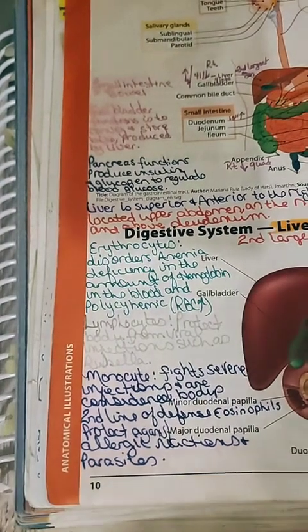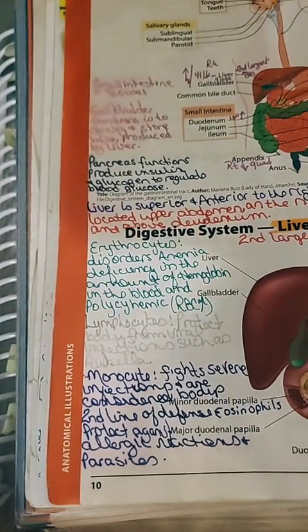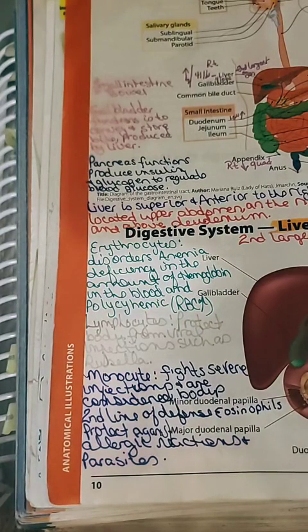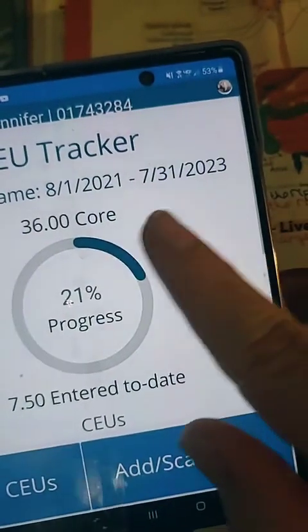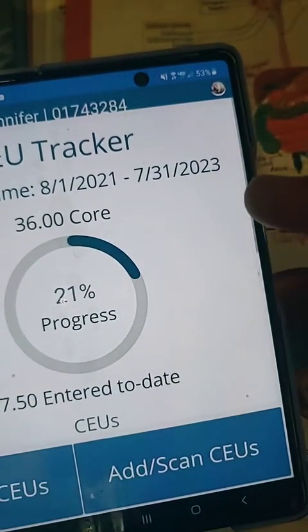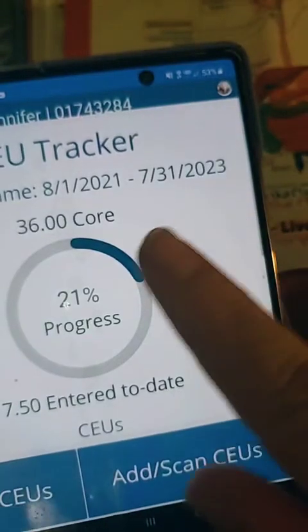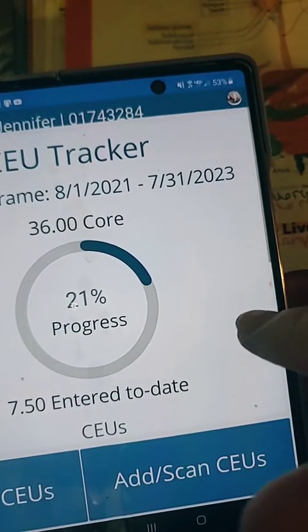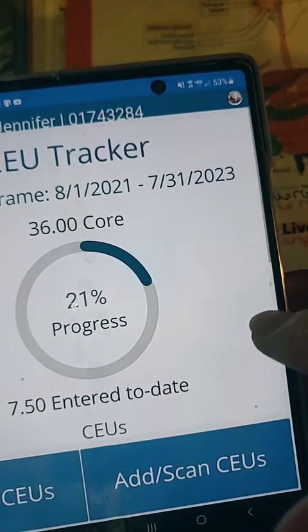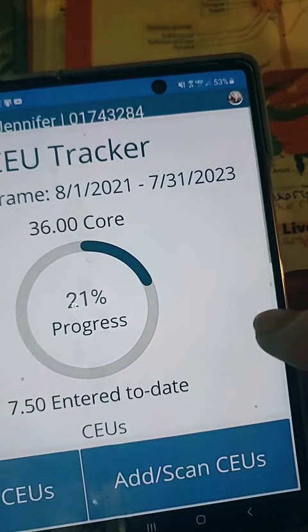How many CEUs do you need every year? It sort of changes. For your first year, I think I had to do like 12. Right now, I just need 36 for 2 years. So after you've been a CPC for a while, they switch you over to a 2-year program where it's 36 for 2 years. They give away 12 a year free. So that's 24.